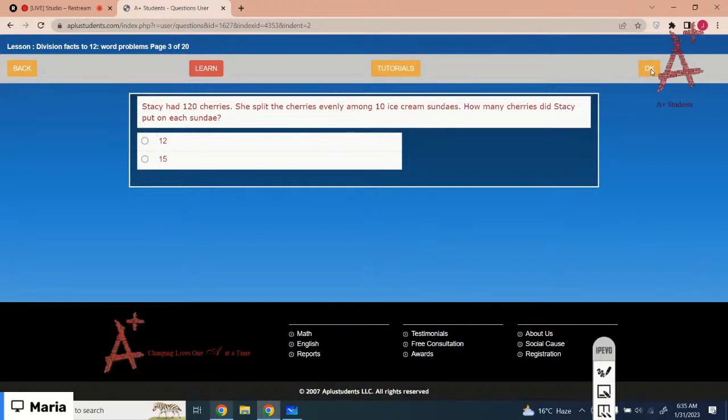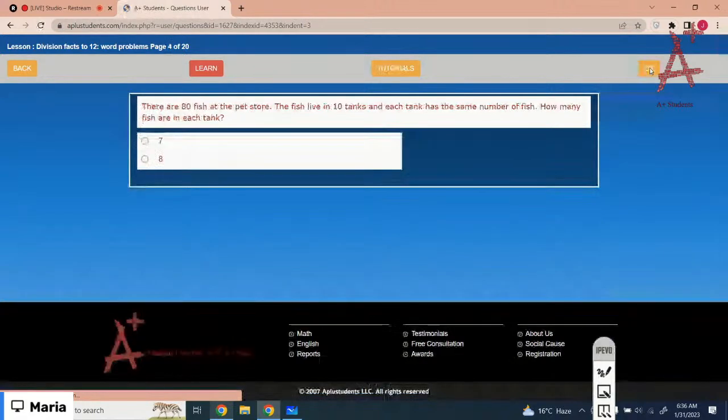Stecky had 120 cherries. She split the cherries evenly among 10 ice cream sundaes. How many cherries did Stecky put on each sundae? So which is the correct option? You have to do 120 divided by 10. So, which is the correct option? The correct option is, yes, 10 times 12 is 120. So, the correct option is 12. Very good.